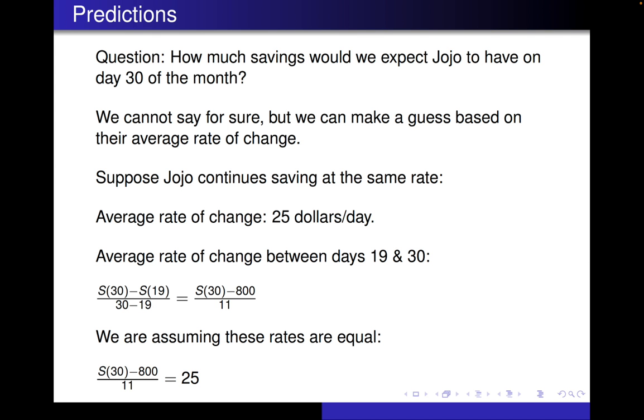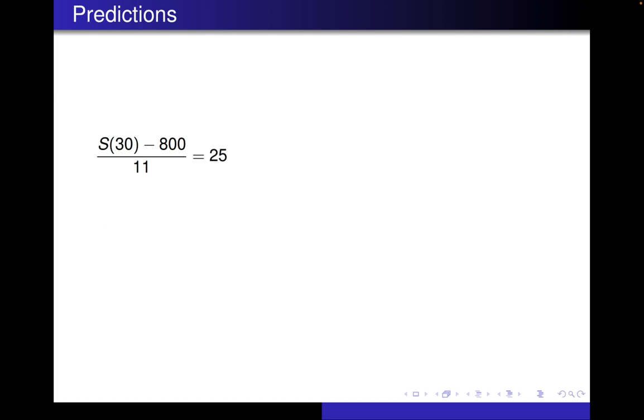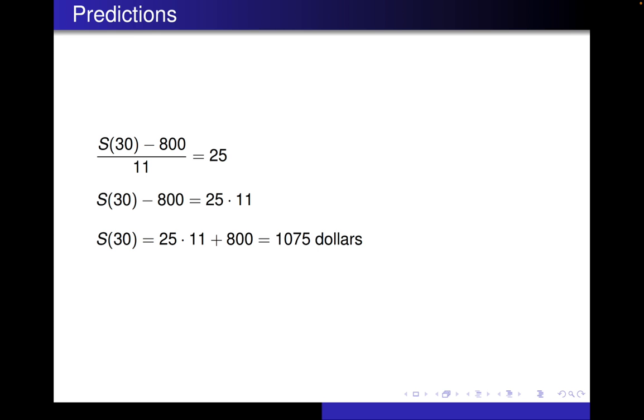And then it's just a matter of solving for S of 30. Remember, S of 30 is the quantity that we actually want to find. So now it's just a bunch of algebra. If we multiply both sides by 11 to clear out that fraction, we get S of 30 minus 800 on the left-hand side, because the 11 cancels. When we multiply the 11 on the right-hand side, we get 25 times 11. Now, if we want to solve for S of 30, we just have to add 800 to both sides. So we get S of 30 equals 25 times 11 plus 800, which, by the way, should look kind of familiar from the previous computations that we did, and again gives us $1,075.